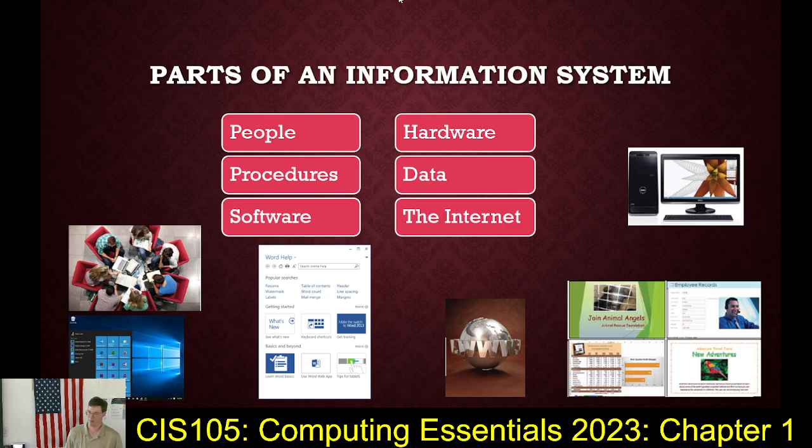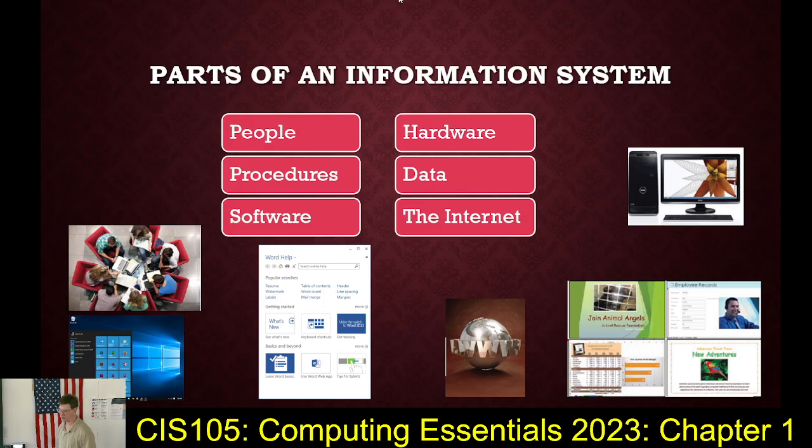So there are 6 parts of an information system. The 6th one, when I first started teaching this class, was not there. It was 5 until, yes, this textbook originally had 5. Now we have 6. So I'm going to go over all of these except for procedures. I'll tell you why in a minute.